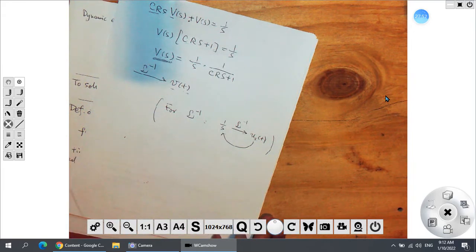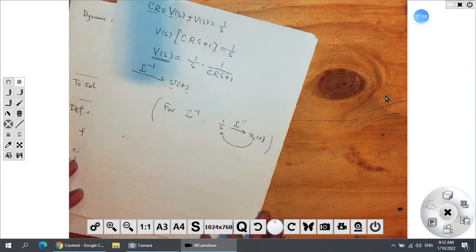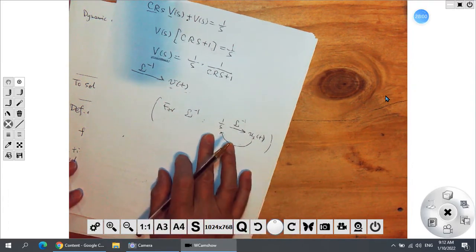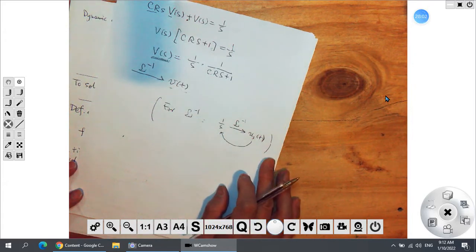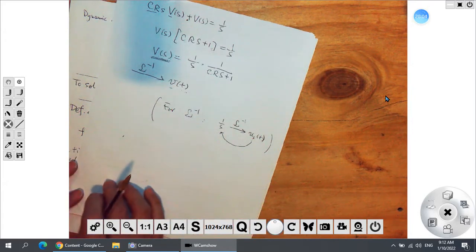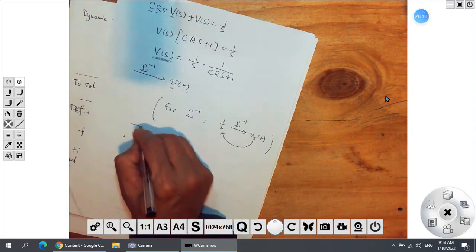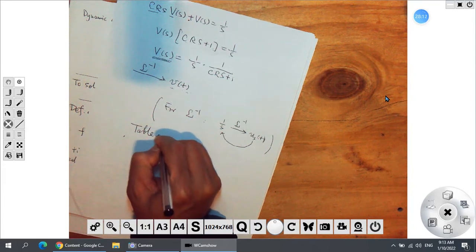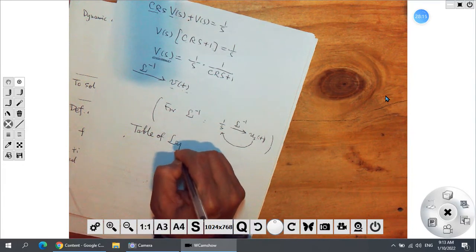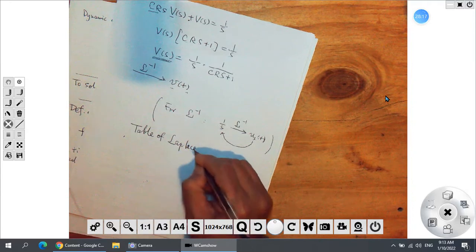But fortunately, we have tables. That means some people have already found the Laplace transform for different signals and listed the results there, and we can just use that result. That is a table of Laplace transform.